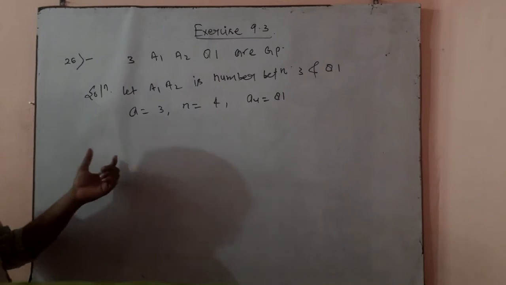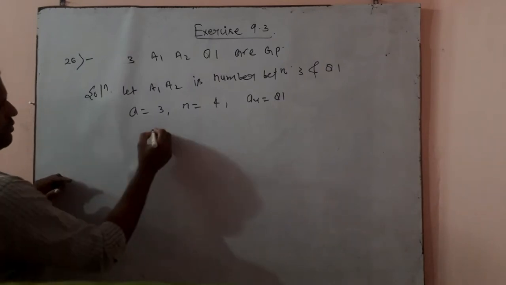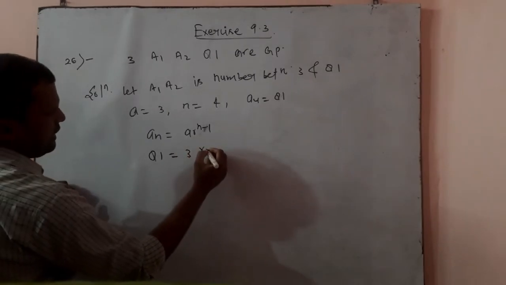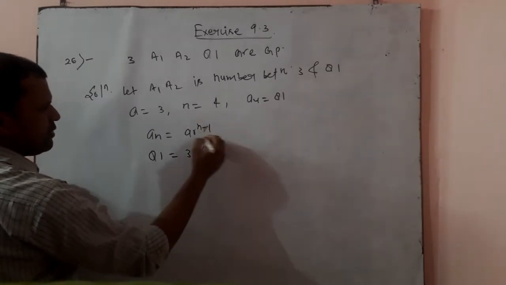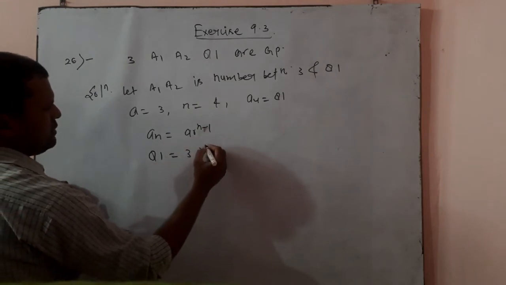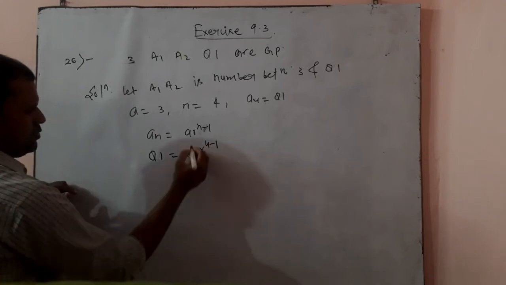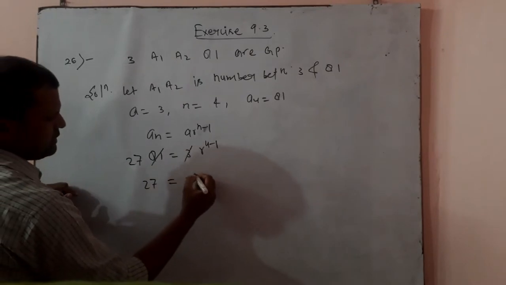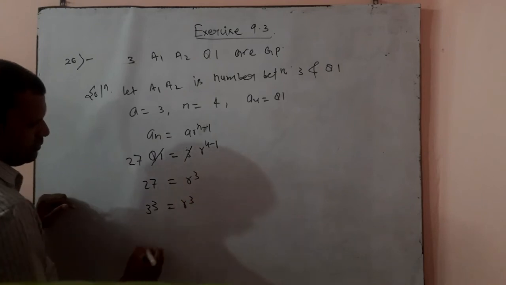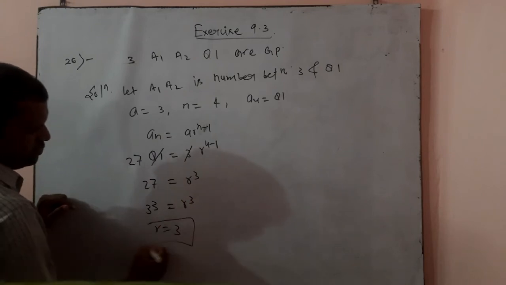So dear student, we can use the formula An equal to A R to the power n minus 1. So this is 81, A equal to 3, R to the power n minus 1, means 4 minus 1. So this can be 27. So 27 can be written as R to the power 3, and 3 to the power 3 into R to the power 3. So R equal to 3.